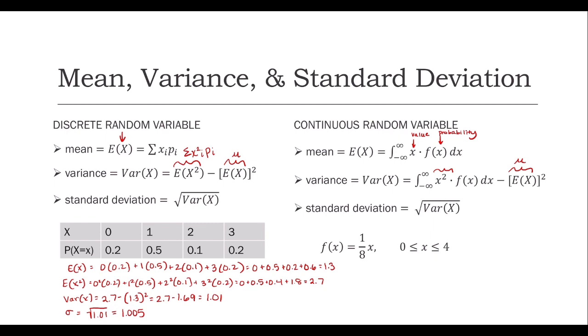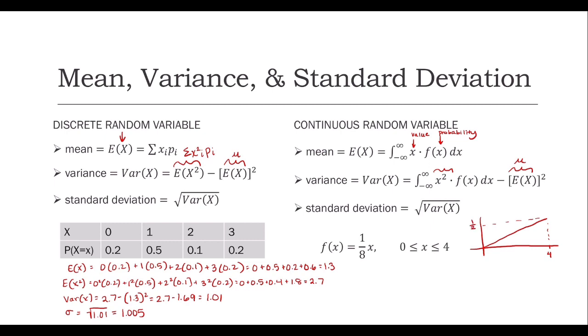So for f of x equals 1/8 x, where 0 is less than or equal to x is less than or equal to 4, your function would look something like this. So we go from 0 to 4. At 4, f of x is going to be 1/8 times 4, which is 1/2.